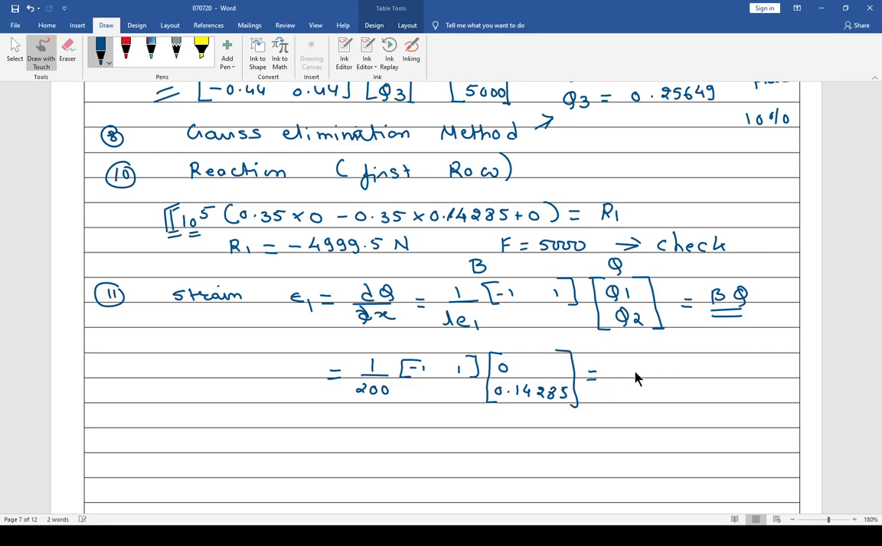Okay, so that will come to... you can just do the calculation. That value is basically going to come to 0.14285 divided by 200. So this value finally is going to come out. You could calculate this value and write it down.